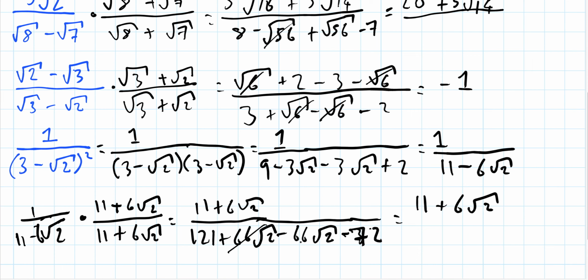Again, cancels, 121 minus 72 is 49. So that will equate to 49. And that's our final answer. And that's it for this video.